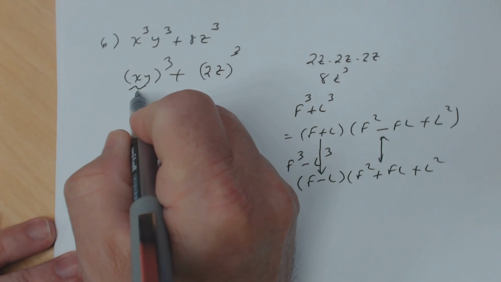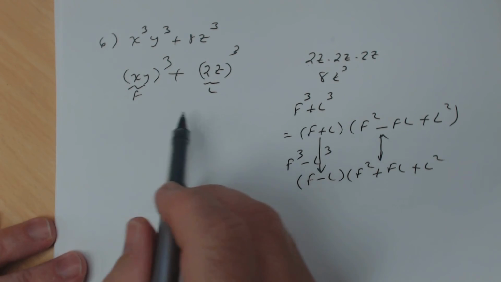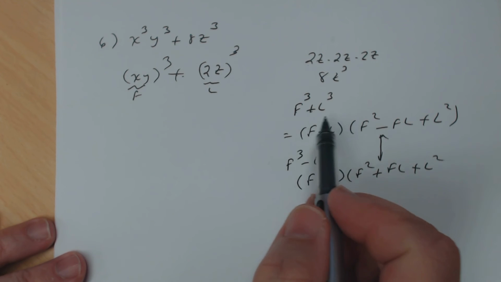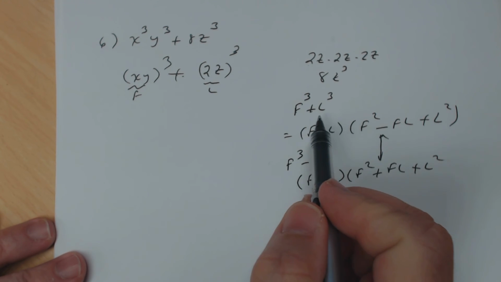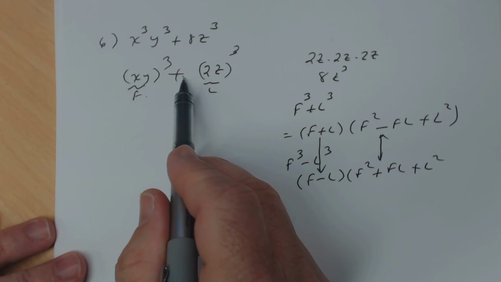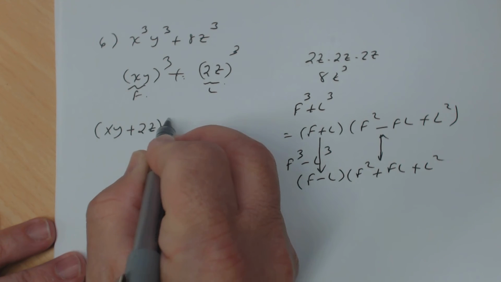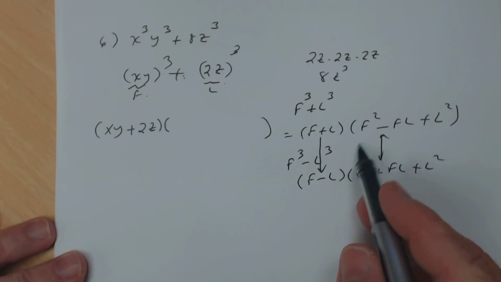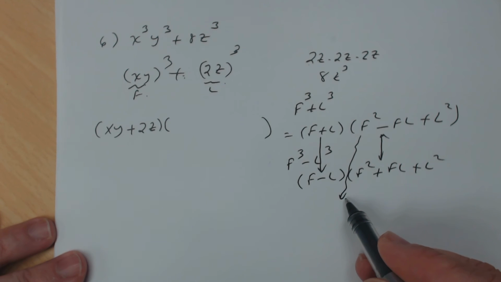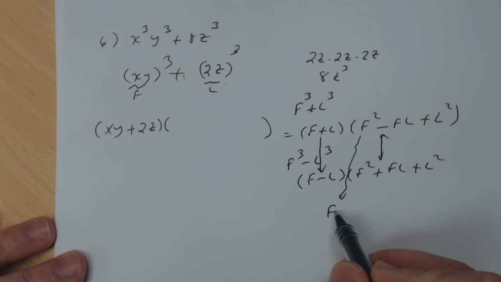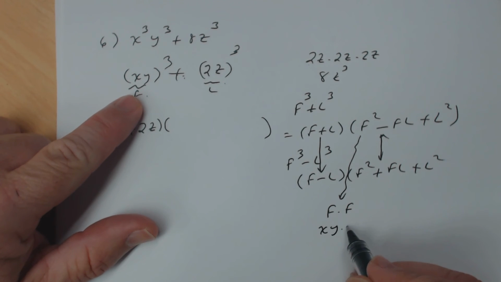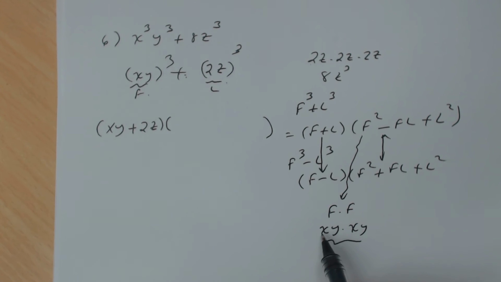Okay, so this is your F, this is your L. So the sum of two cubes, the binomial, remember it's a binomial, this one's a trinomial. The binomial is F plus L. So I get xy in parentheses plus 2z times this trinomial. All right, so here's how I do the trinomial. F squared means f times f. F here is xy, so that means xy times xy. So that becomes x times x is x squared, y times y is y squared.